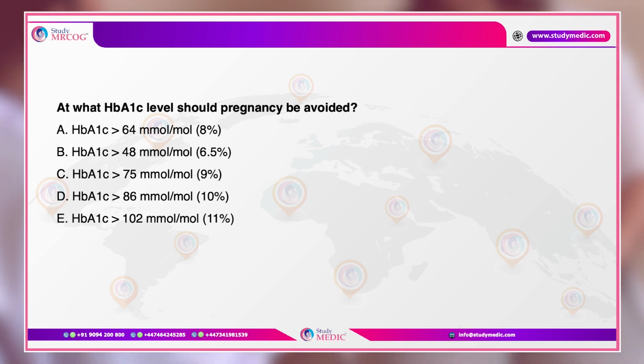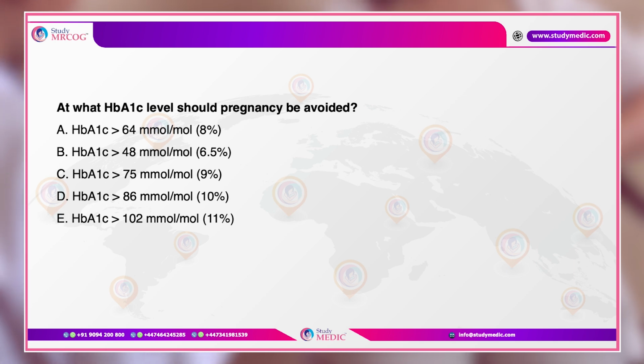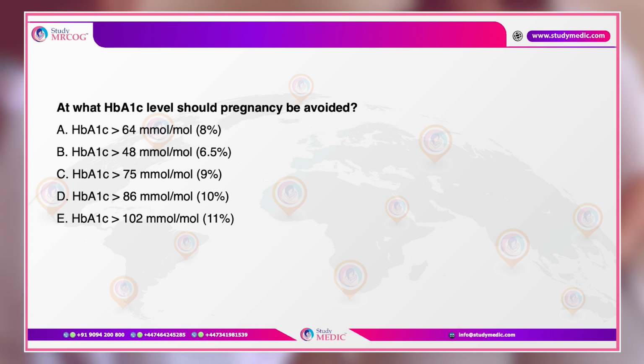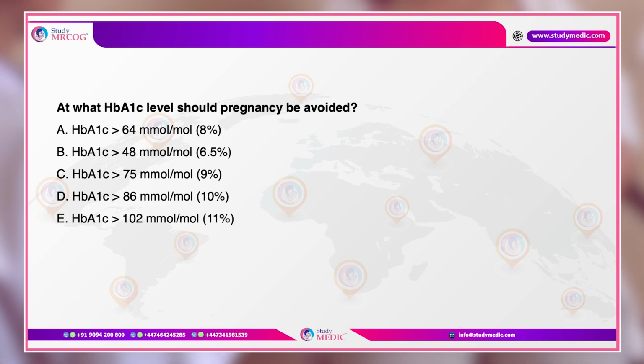The one thing that is most important to remember here is that these values are in millimoles per mole. A lot of us are used to talking about HbA1c in percentages. It is important for the exam that we remember both these values because they may or may not give you percentages, so it is a good idea to have both values in our mind. I'm sure most of you know the answer, but let's proceed.